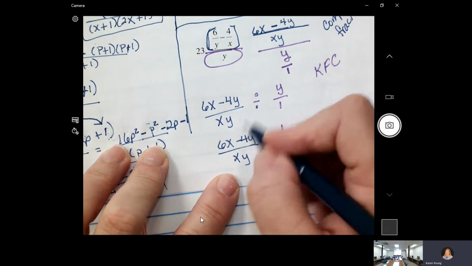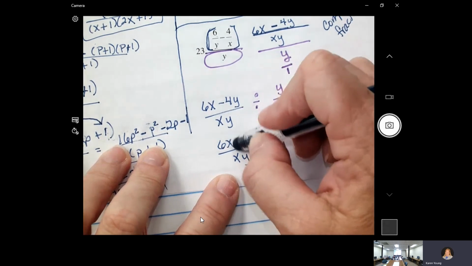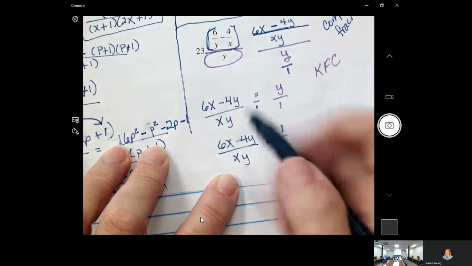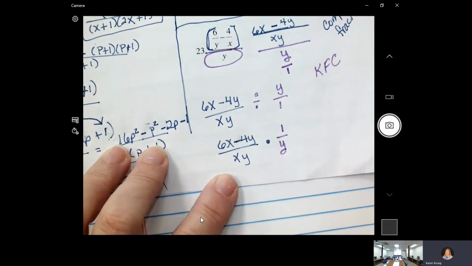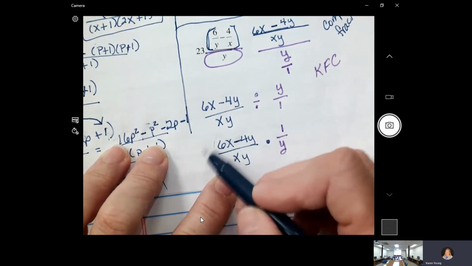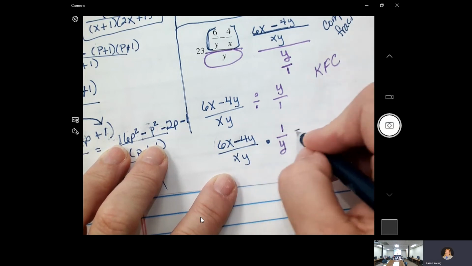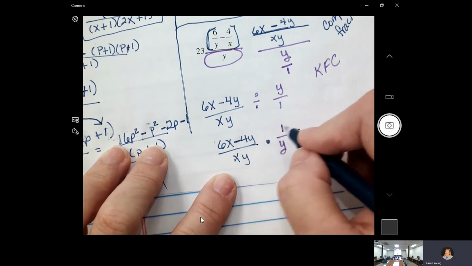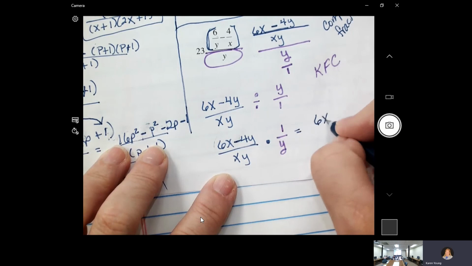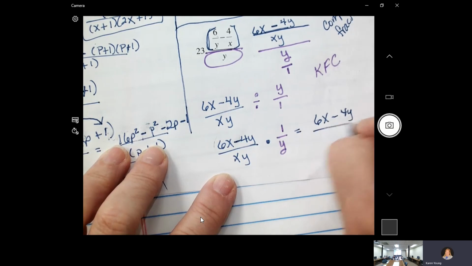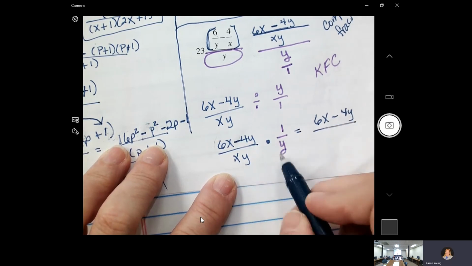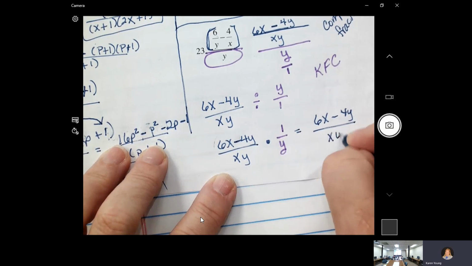I can't cancel the y on the top with the y in the bottom because it's part of a binomial. It has to be multiplied. If I had a y on the outside, I could cancel it. So I'm just going to multiply straight across. So 6x minus 4y times 1 gives me the 6x minus 4y. xy times y gives me xy squared.